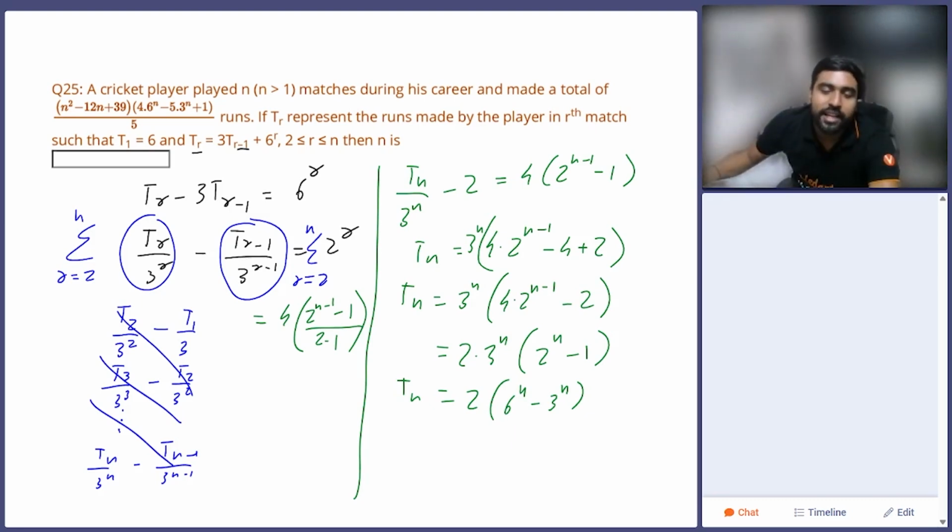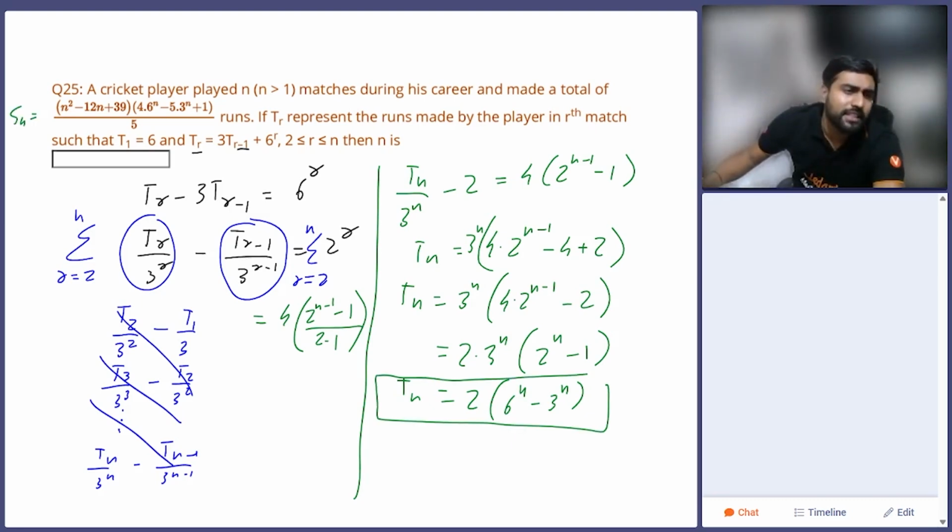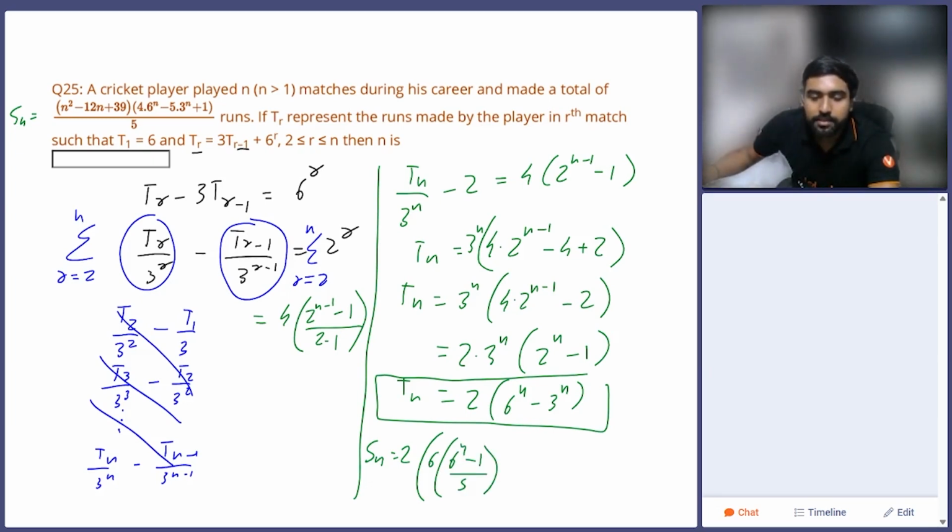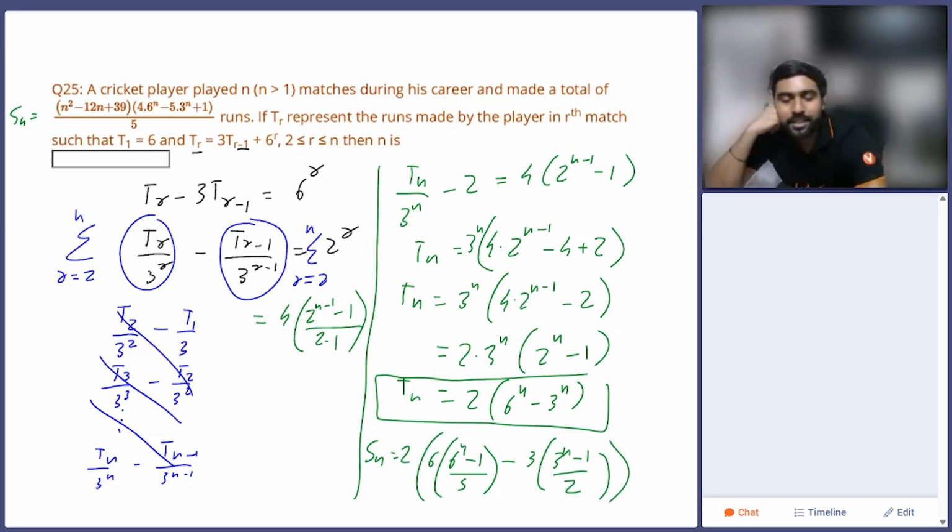Because now I can find what is given to us over here. This is Sn given to us, right? Now I can get the Sn over here. What will the Sn look like? Sn will be equal to 2 times the summation of 6 power n over here. The first term is 6 into 6 power n minus 1 divided by 6 minus 1, which is 5, minus 3 into 3 power n minus 1 divided by 2. This is the format that I have. Okay, that's a combined expression.